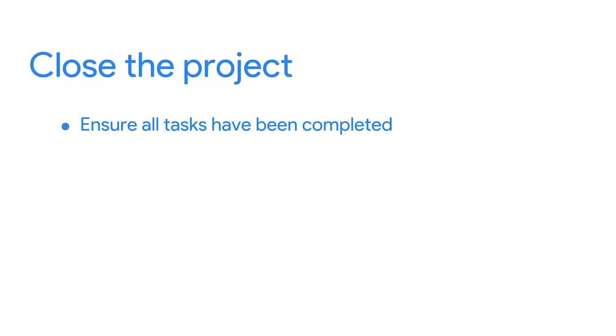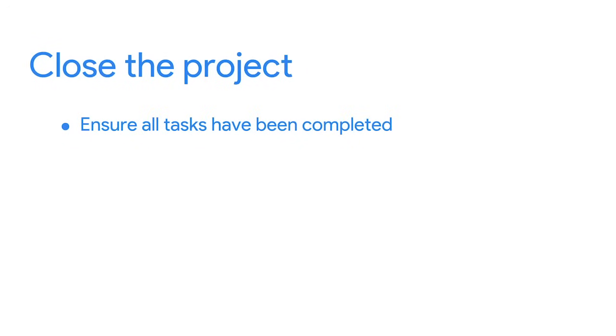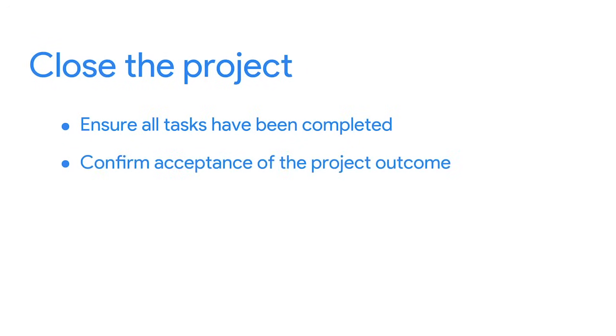First, check to make sure all tasks have been completed, including any work that was added along the way. Be sure any outstanding invoices have been paid, resources are returned and accounted for, and project documentation has been submitted. Next, and this is very important, get confirmation that the final outcome of your project is acceptable to the people you're delivering it to. It is crucial to your project's success that the person who asked you to manage the project is satisfied with the end result.